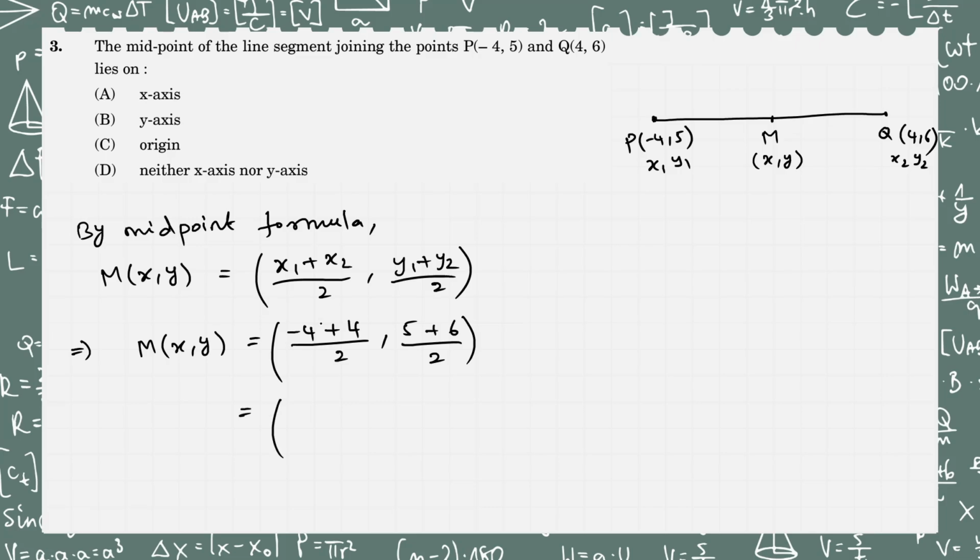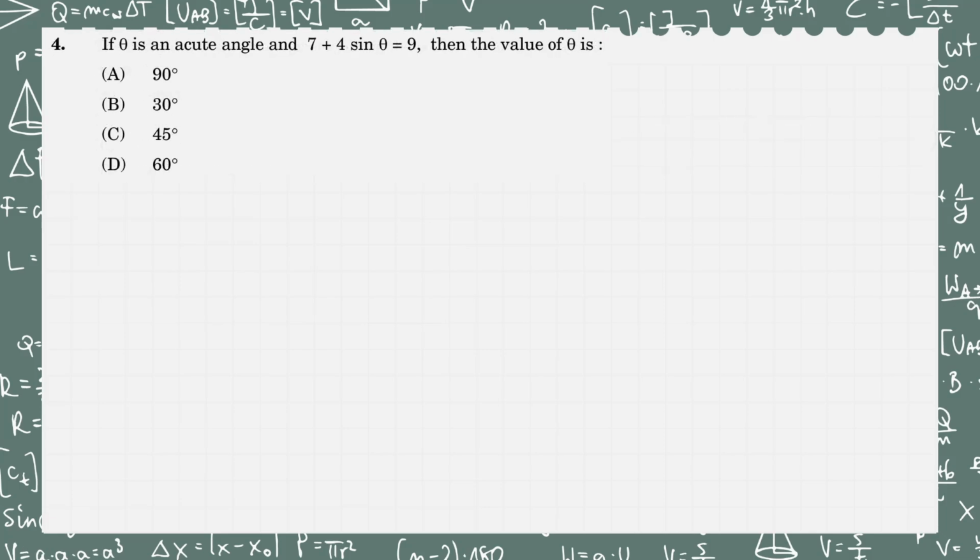So this will be minus 4 plus 4 is 0. 0 by 2 is 0. 6 plus 5 is 11. 11 by 2. So point M is 0, 11 by 2. And when the x value is 0, this point will be lying on the y-axis, because any point on the y-axis will have the x value 0. So M should lie on the y-axis. Let's move on to the next sum.